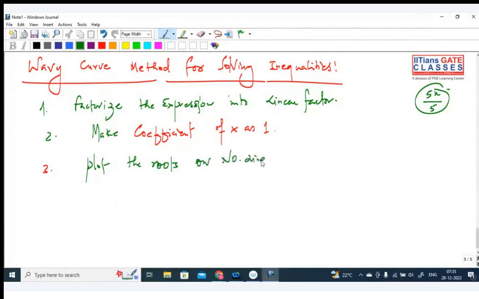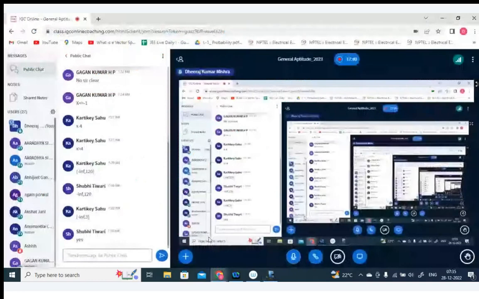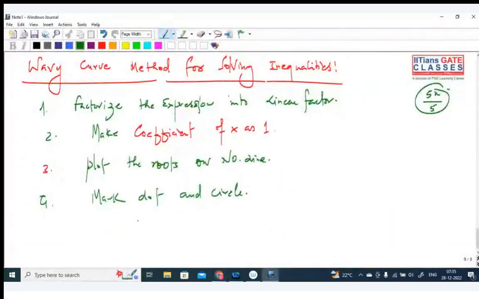And fourth step is what? We have to mark the dot and circle. So these are the steps which we will follow. And then fifth step is gonna be what? Put the sign. So we will follow something, how we are going to put the sign. And then sixth is gonna be take the required interval.